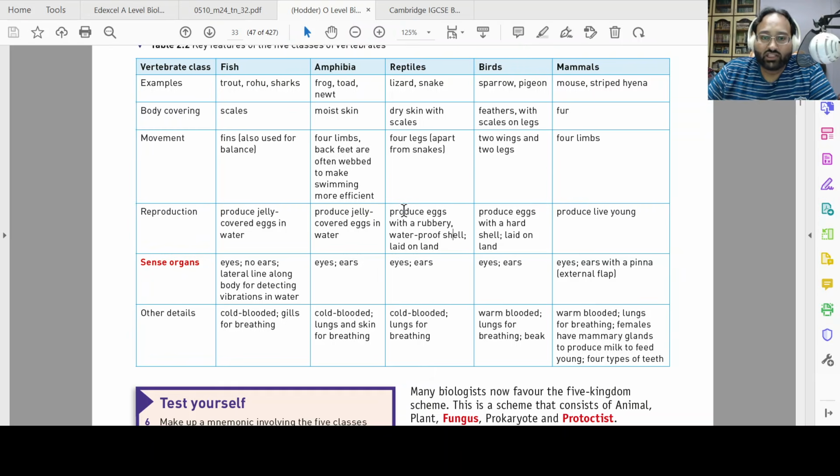Okay, so these guys produce eggs with a rubbery waterproof shell that they lay on land. Right, and so turtles are also reptiles. They've got eyes, they've got ears. They're also cold-blooded, and they just have lungs for breathing, so no breathing from the skin.